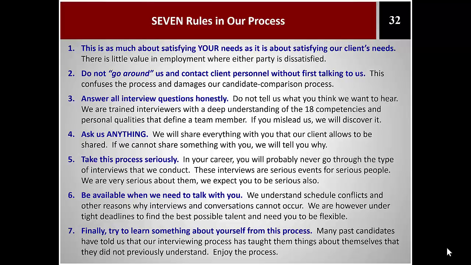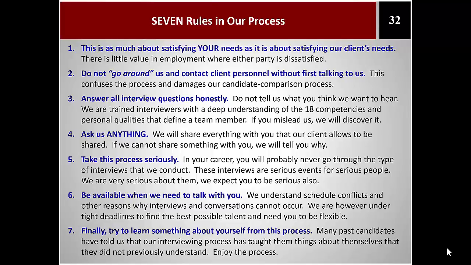Fifth rule, take this process seriously. In your career, you will probably never go through this type of interview again. These interviews are serious events for serious people. We are very serious about them. We expect you to be serious also. Even if the client doesn't hire you, because we're going to brief you on everything we've learned about you, this can be invaluable coaching that you didn't have to pay for. Take advantage of it as much as you can. I'm serious about that. This is such a great opportunity if you've never been through this, that even if you don't get hired, you should really participate heavily.